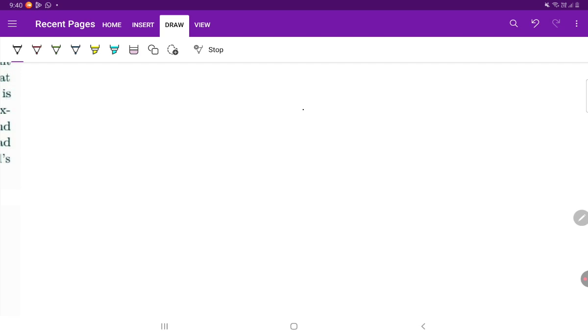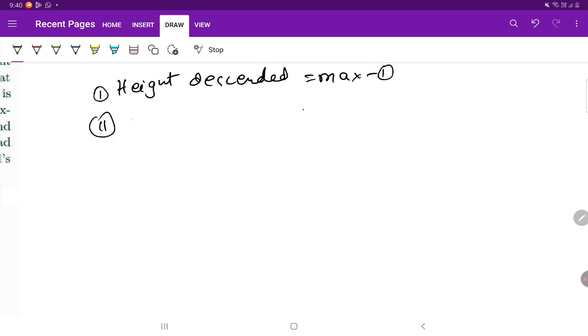This much we know. Now the height descended should be maximum. This is my first condition. And the second condition is that the kinetic energy due to rotational motion of the rod would be zero, then only we can make the linear speed to be maximum.